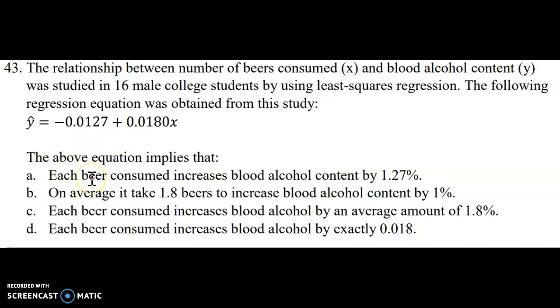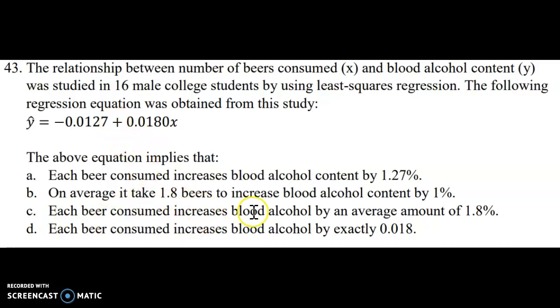Okay, so let's see if we can find that here. Each beer consumed increases blood alcohol content by 1.27. Note, they're taking this value right here, which is not the right one, so it's not A. On average, it takes 1.8 beers to increase blood alcohol content by 1%. Nope. It should be just a 1 unit increase in the independent variable, not a 1.8 increase. So it's not B.